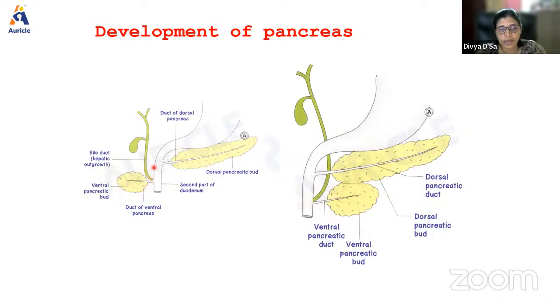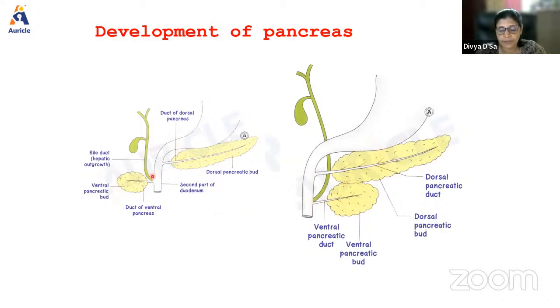On the anterior border, initially the loop is straight, so that will have an anterior border and a posterior border. Along the anterior border will be the ventral bud, and along the posterior border will be the dorsal pancreatic bud. This ventral pancreatic bud will be in relation to the developing hepatic bud, where the liver and the gallbladder will be developing.